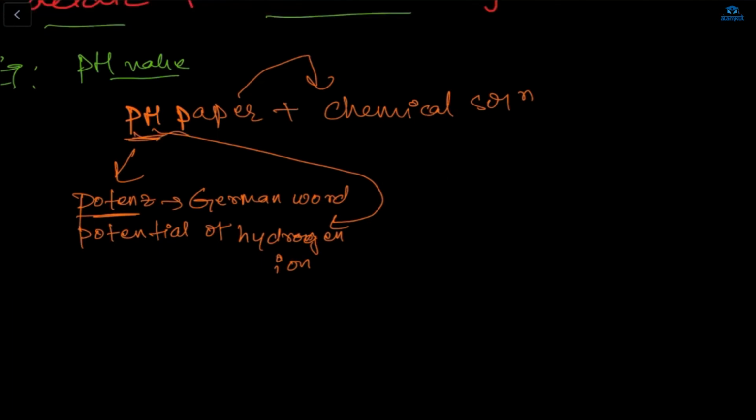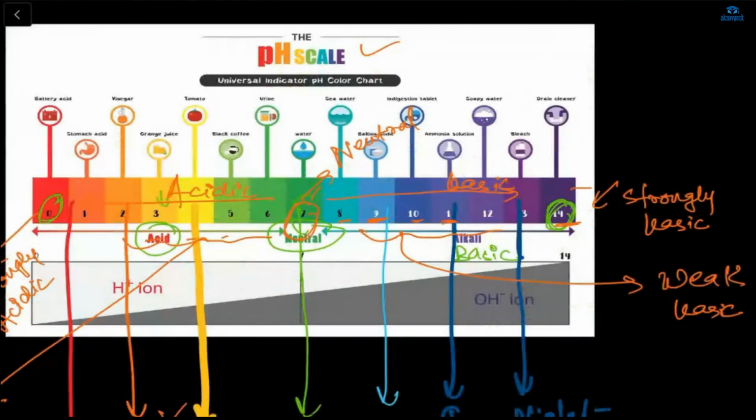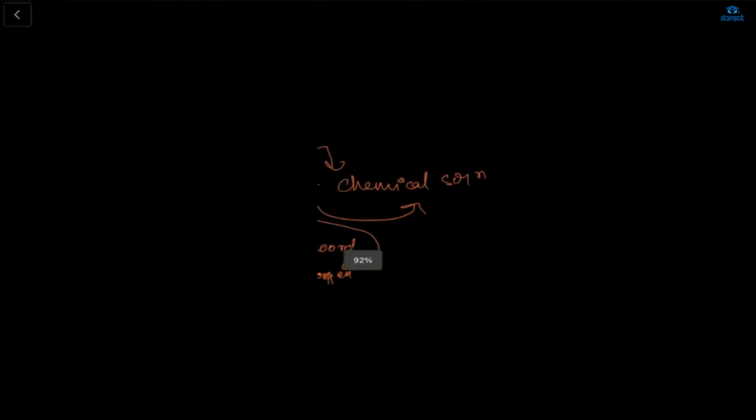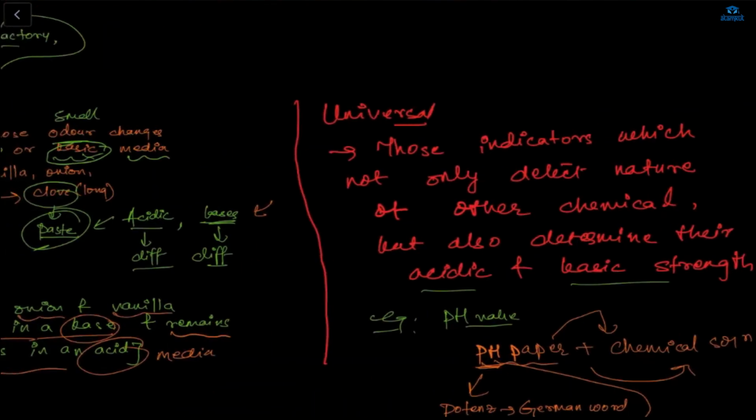If we dip this pH paper in a chemical solution, it will give me a color like this. We will keep this scale here and see which color it is coming. Is it weak acidic, weak basic, strong, weak, or neutral? So we determine the strength like this. This is known as the universal indicator.